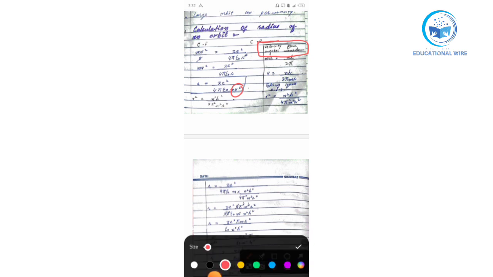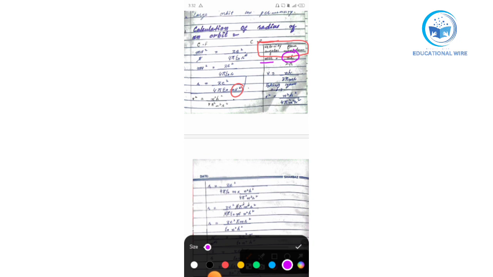Furtherly, we have the value of v. Here we have v square, so we have to put the value of v square to find the radius. For that, for velocity we have taken the angular momentum formula. You can check it in this box. The angular momentum formula is mvr equal to nh upon 2 pi, where n is the number of orbits, h is Planck's constant, and nh upon 2 pi is the value of angular momentum.